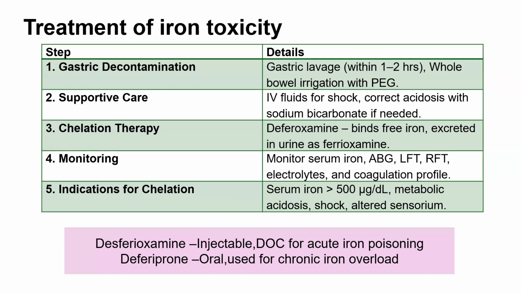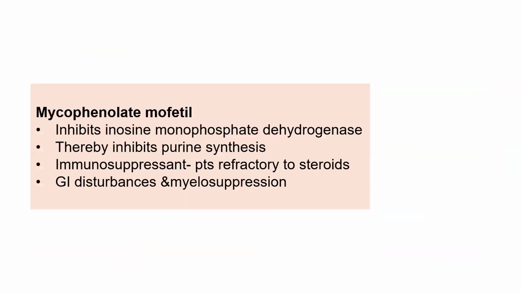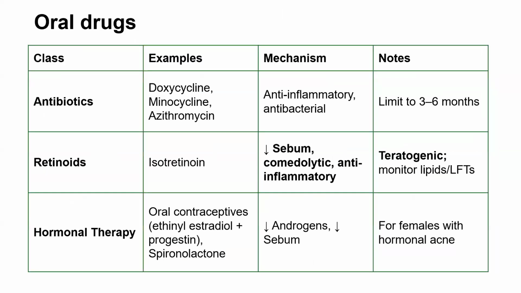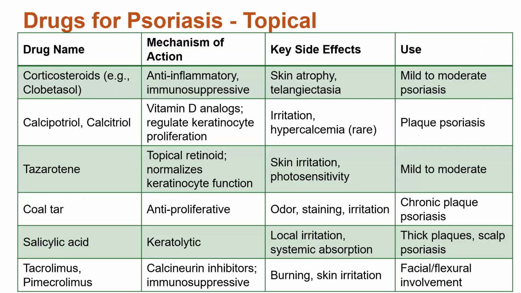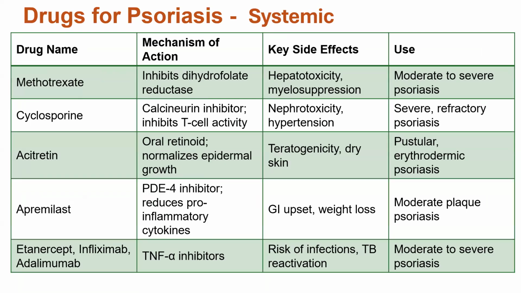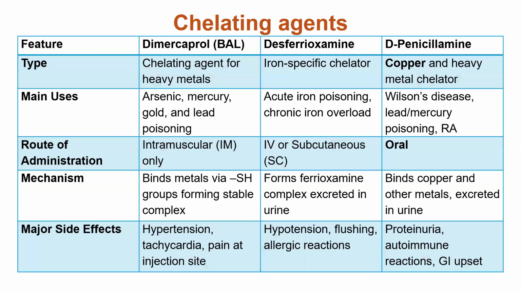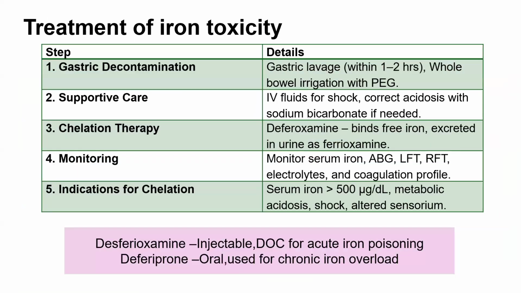That's all about chelating agents. Actually, I have rushed through skin and chelating because it's very difficult to read line by line. So concentrate on a minimum of 5 drugs for acne and psoriasis, a few keratolytic agents, and chelating agents. These are repeated questions.